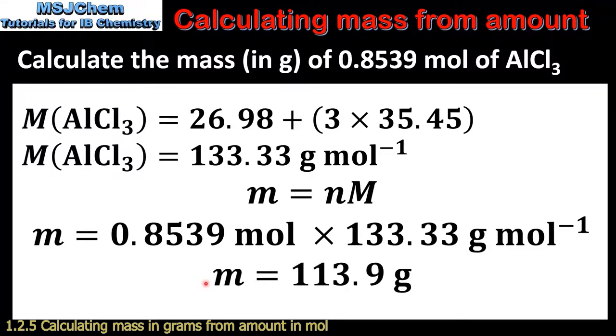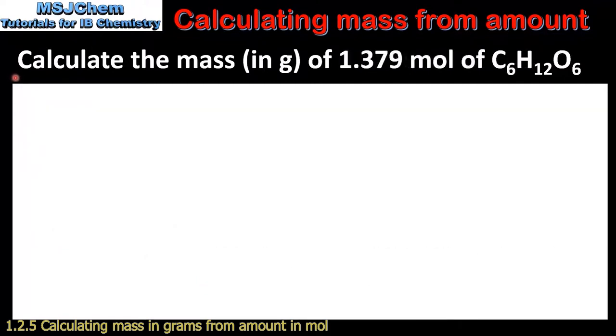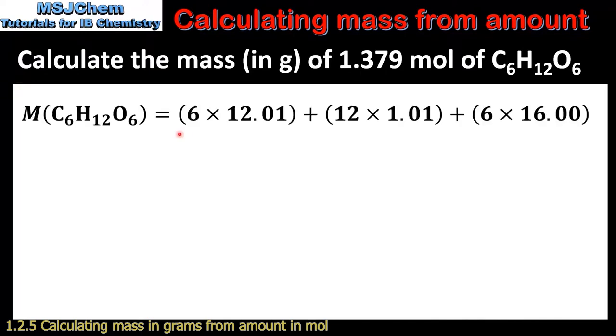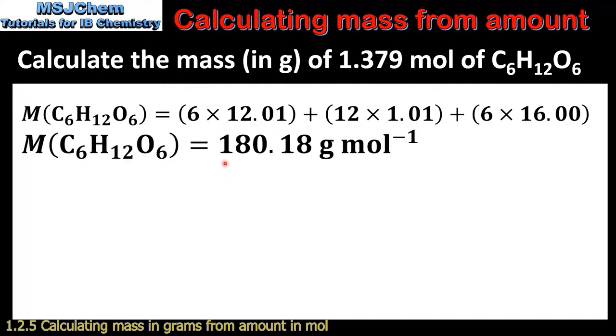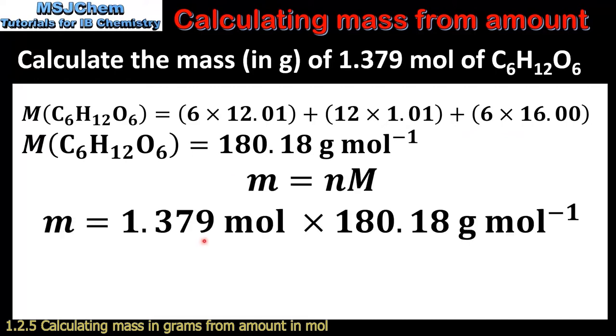mass of 113.9 grams. In the final example, we'll calculate the mass in grams of 1.379 moles of glucose, which is C6H12O6. To determine the molar mass, we have the relative atomic mass of carbon, hydrogen, and oxygen, which gives us a molar mass of 180.18 grams per mole. We then multiply the amount in moles by the molar mass, which gives us a mass of 248.5 grams.